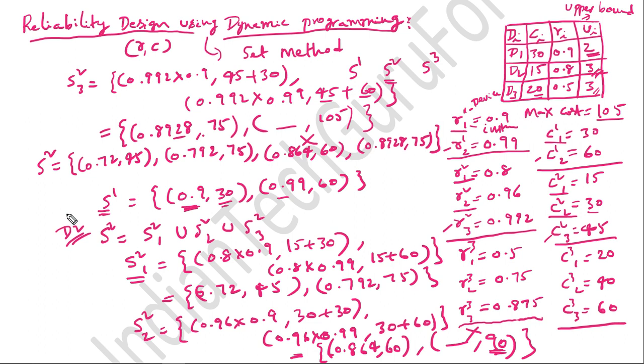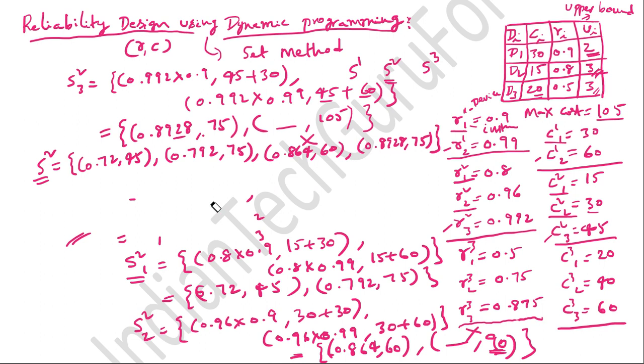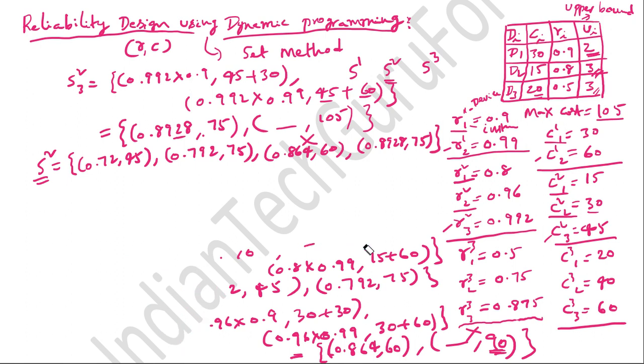Now let me calculate S power 3. S power 3 is calculated based on the values of S power 2 as well as R3 suffix 1, R3 suffix 2, R3 suffix 3 and C3 suffix 1, C3 suffix 2, C3 suffix 3. So let me have some space here. I'm deleting the remaining part. So now let us calculate S power 3.